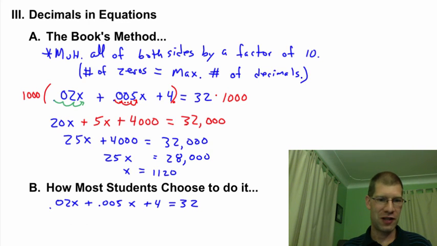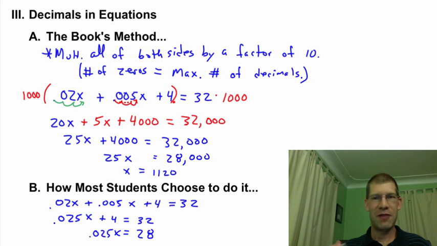So you could say, all right, so I have 0.025. That's how many x's I have, plus 4 equals 32. Subtract 4 to get 28. You have 0.025x. Divide both sides by 0.025. You can do it. It's really not bad at all.